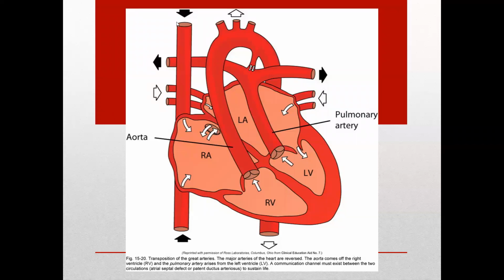Yeah, transposition. So let's do the one on the right side first. Blood leaves the right ventricle and goes into the aorta, goes to the body, comes back into the right atrium, goes to the right ventricle, goes to the body. You see how it's a complete circle? It never gets in touch with the lungs. It's never good. Right.